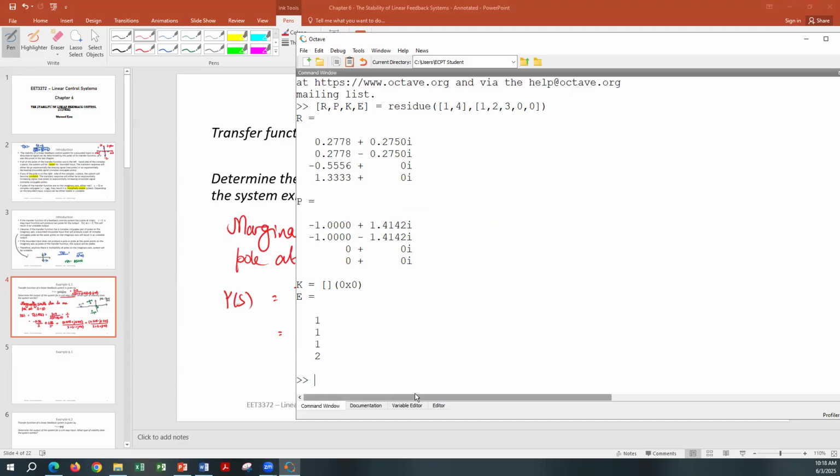And K, basically, we have not used K, but K is if you have an improper fraction, then first you have to divide the numerator by the denominator, and then you have some residue left. That residue comes in K, basically. So far, we have all proper fractions. That's why K is always empty.